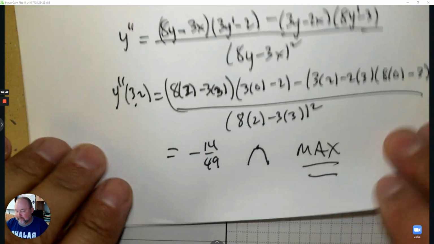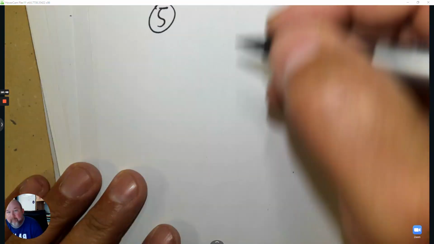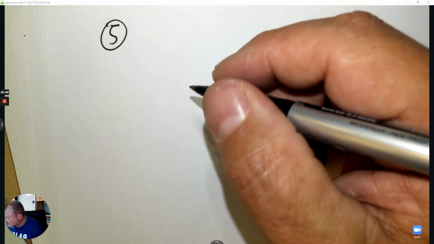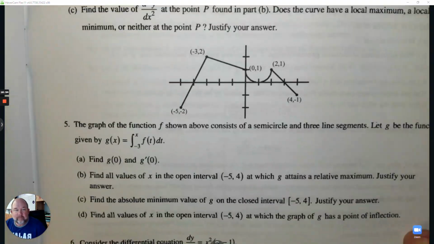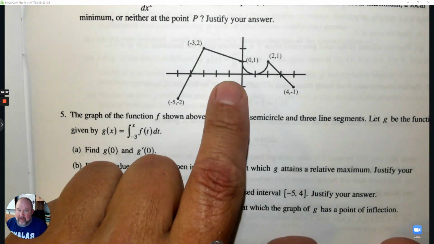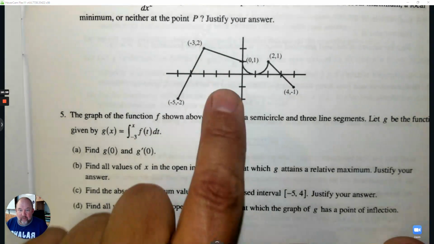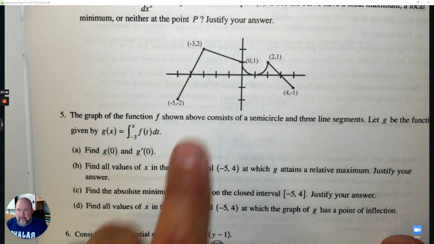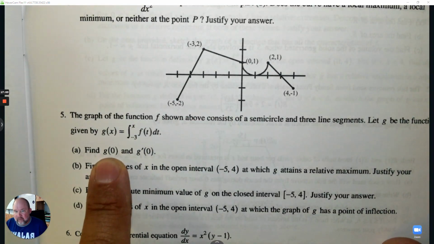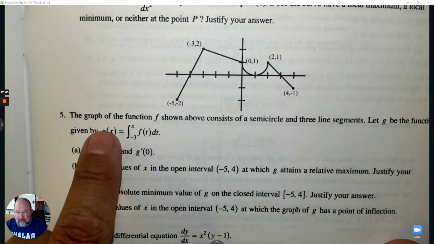Number 5. The graph is here above. Are you starting to feel better with graphs? And it's defined this way. We see this a lot, right? Find the g at 0 and the derivative at 0. So g at 0 means to plug in 0.